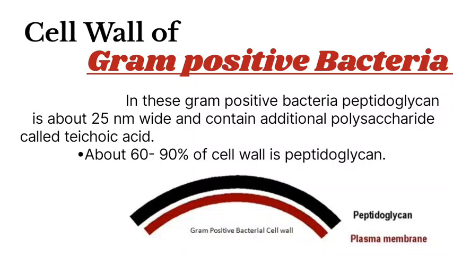Cell wall of gram-positive bacteria. In these gram-positive bacteria, peptidoglycan is about 25 nanometers wide and contains additional polysaccharide called teichoic acid. About 60 to 90% of the cell wall is peptidoglycan.